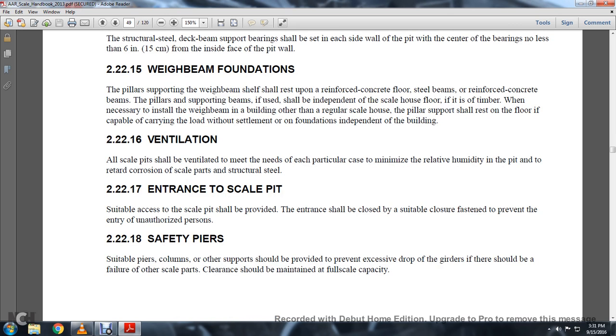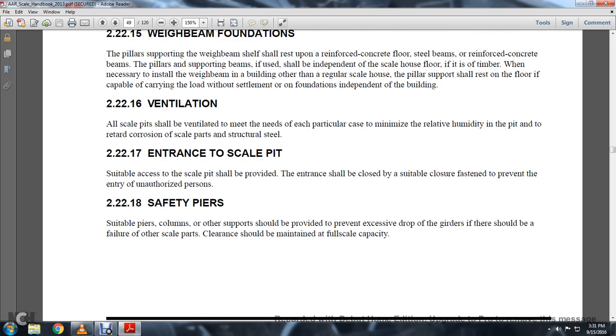222.16 Ventilation. All scale pits shall be ventilated to meet the needs of each particular case, but to minimize the relative humidity of the pit and to retard the corrosion of the scale parts and the structural steel. 222.17 Entrance to the scale pit. The scale pit should be provided with a suitably accessible entrance. The entrance shall be closed with a suitable closure fastened to prevent the entry of unauthorized personnel.